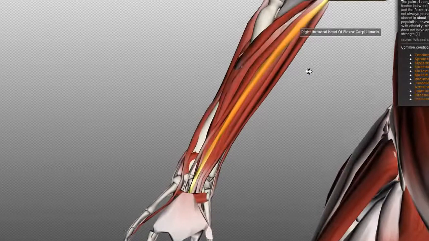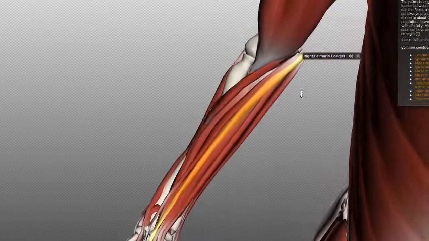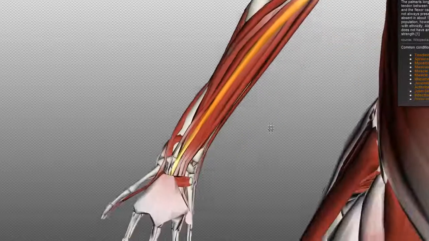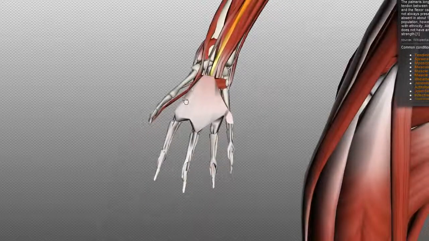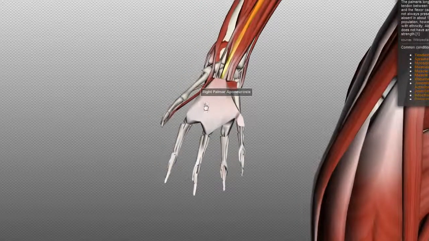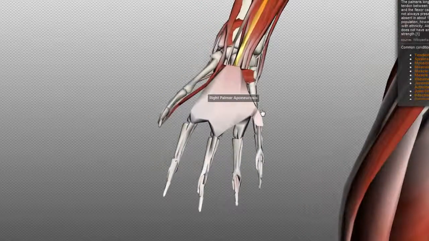So this muscle, like the rest of the muscles of the anterior compartment, it originates on the medial epicondyle of the humerus and it runs down the length of the forearm to insert into this flat fibrous sheath known as the palmar aponeurosis. So this is a thick layer of deep fascia that lies beneath the skin.